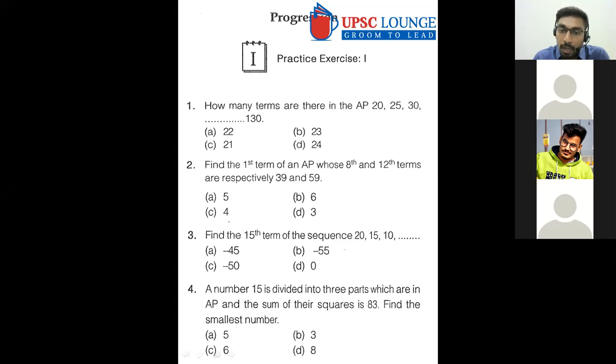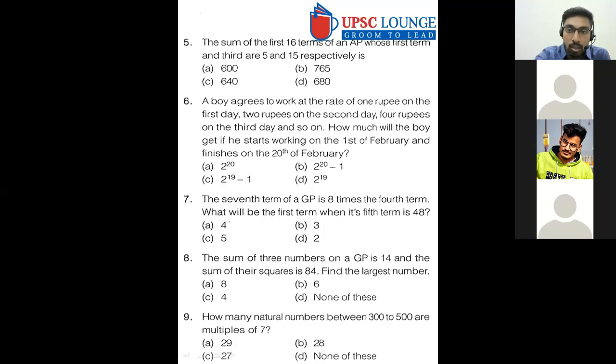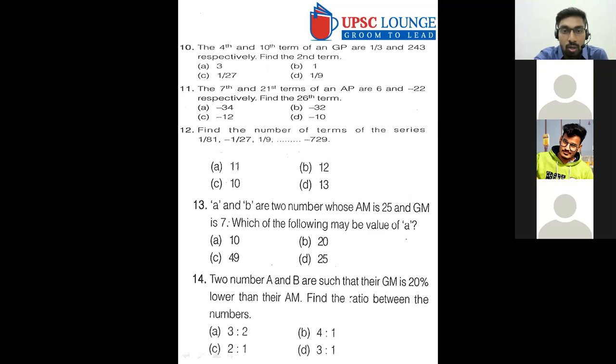Third question, find the 15th term of the sequence 20, 15, 10 and so on. So 15th term T15, A is given, D is given. So what you have to do basically, T15 equals A plus N minus 1 into D, that means 20 plus 15 minus 1 into minus 5 basically here, not plus 5. Okay. So by using these kinds of basic concepts, you can solve all these questions. Please try to solve these.